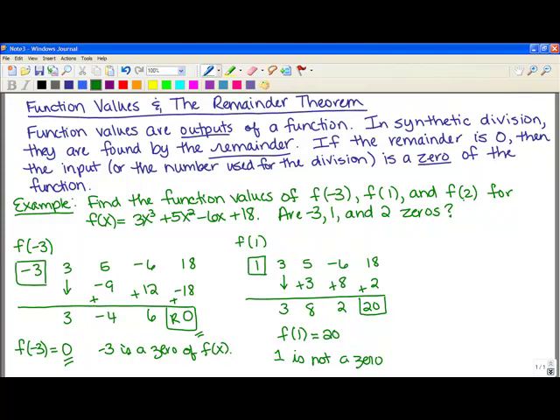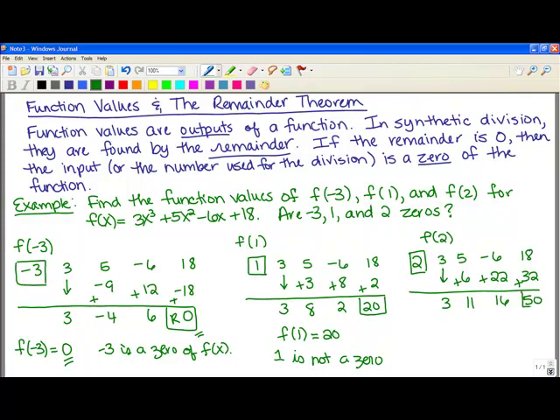Finally, we need to find f of 2. The same idea, put 2 in the box. Use synthetic division with the polynomial. Bring down the 3. 3 times 2 is 6. Add this together, we get 11. 11 times 2 is 22. Add this together, we get 16. 16 times 2 is 32. And finally add this together, we get 50.